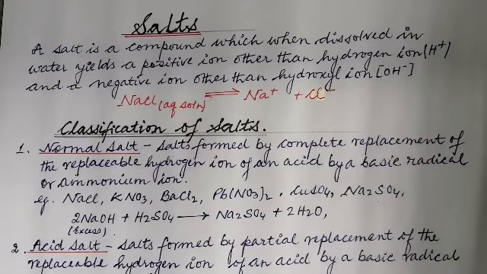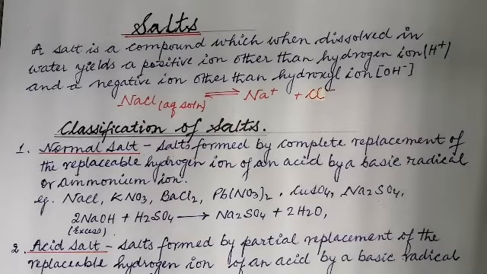Let's take a quick look at sodium chloride in its aqueous solution. It ionizes into sodium ions, which are positively charged, and chloride ions, which are negatively charged. Now let us move on to classification of salts. We are going to do three types of salts. 1. Normal salt. 2. Acid salt. 3. Basic salts. And the rest is not in your syllabus.